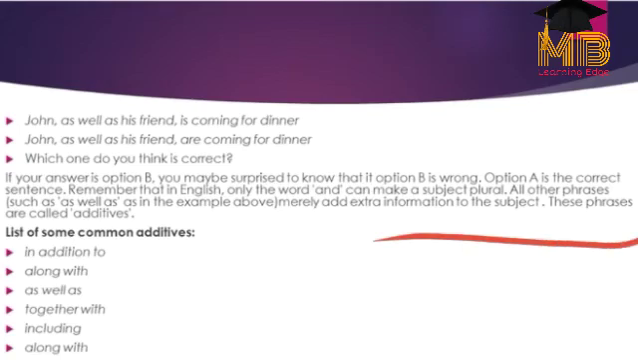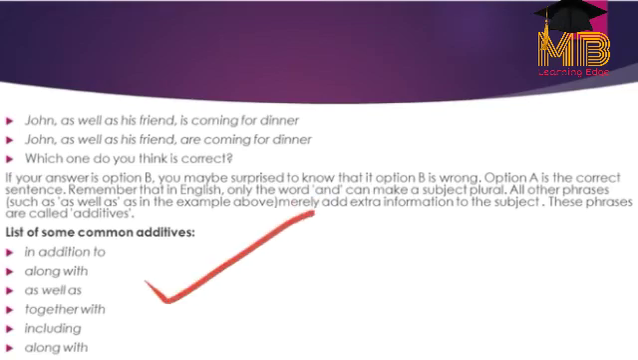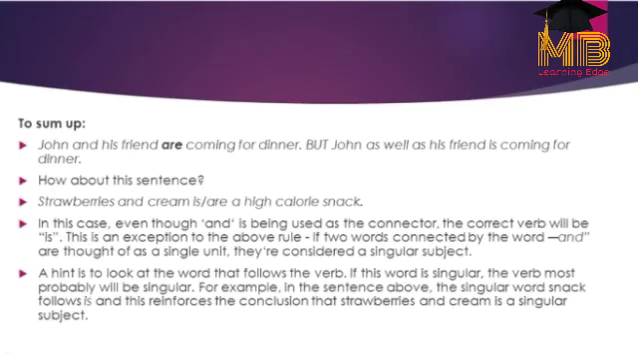We have some more additives for you: in addition to, along with, as well as, together with, including. I'll explain that. So now to sum up, "John and his friend are coming for dinner" is correct. Like we said, when you say "and", then it is a plural thing. But "John as well as his friend is coming for dinner." Okay.